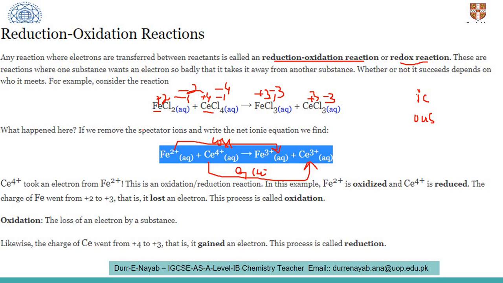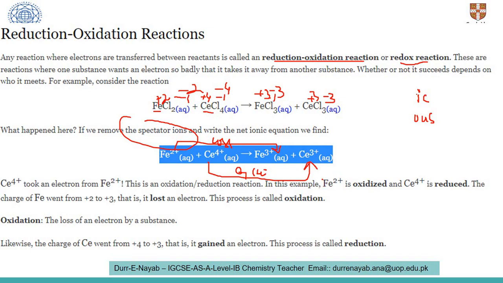So over here what has happened: in some reactions we have some ions which are spectators. They do not take part in the electrochemistry of the reaction, so we write it as a net ionic equation, which we have done over here in the blue. Now cerium +4 took an electron from iron +2. This is an oxidation reduction reaction.